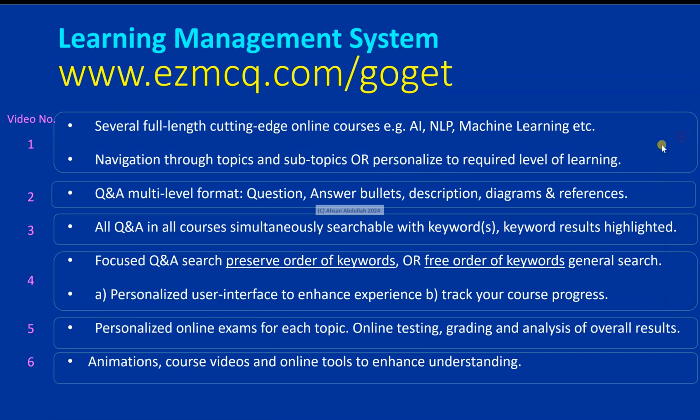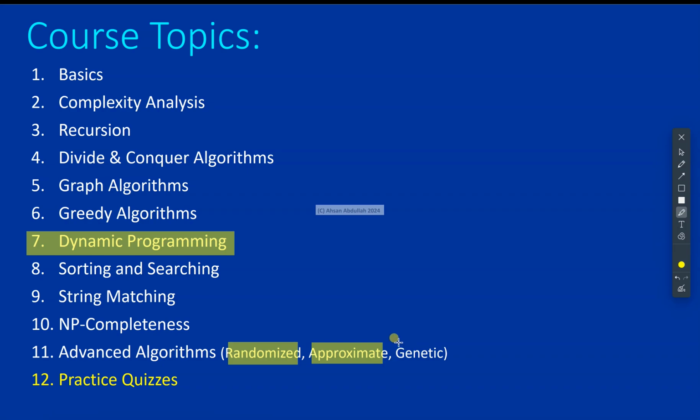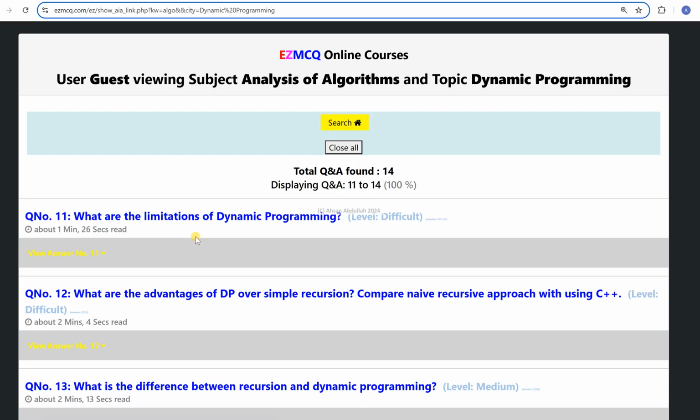So let's move on to the course outline. We see that this course outline basically consists of 11 topics, and right now we are towards the end of topic number 7, which is dynamic programming. I also have a topic of advanced algorithms, which covers randomized algorithms, approximate algorithms, and genetic algorithms. So now we move on to the supplemental website. The first 10 questions have been covered in videos 7A and 7B. Now we will cover these last 4 questions and their answers in lecture 7C.